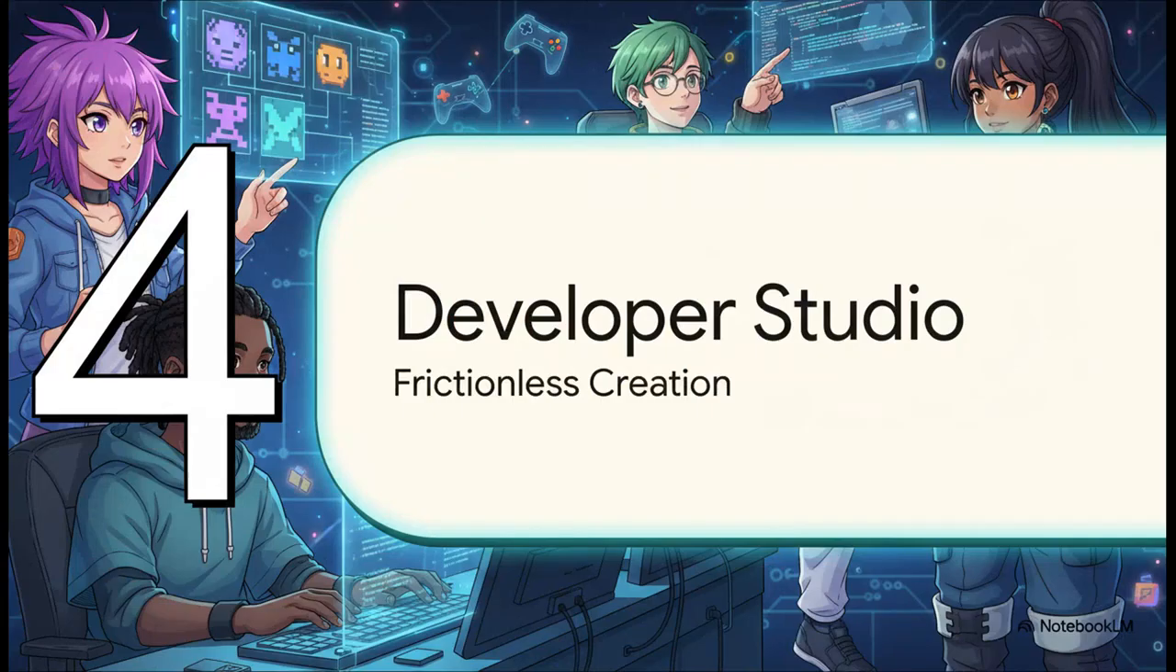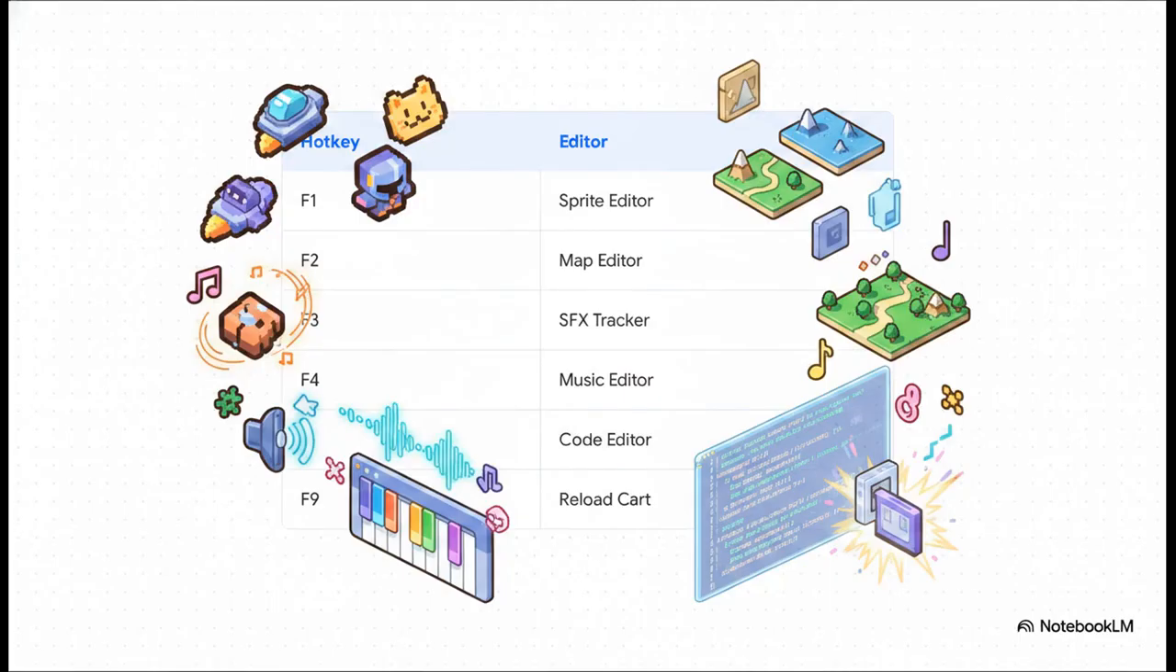All right, Section 4, your complete developer studio, frictionless creation. Here's the wild part. The entire development studio is embedded directly inside the console. This means you can edit your sprites, tweak your multi-layer maps, and write Python code right at runtime. Just hit the function keys to seamlessly swap between the sprite editor, map editor, audio tracker, and code editor.